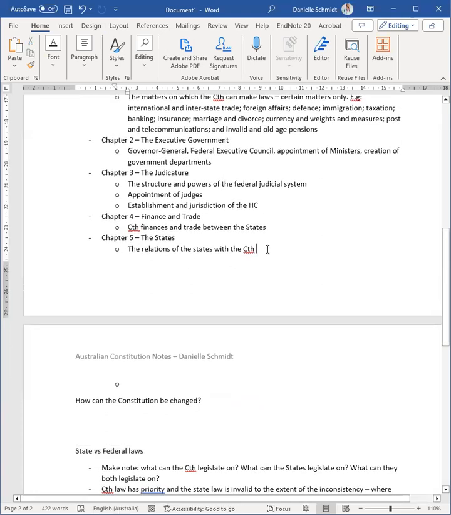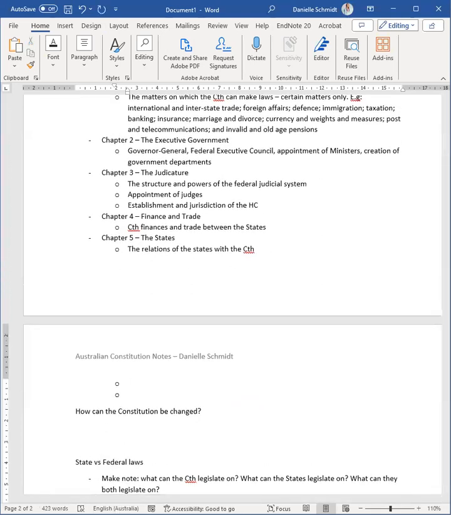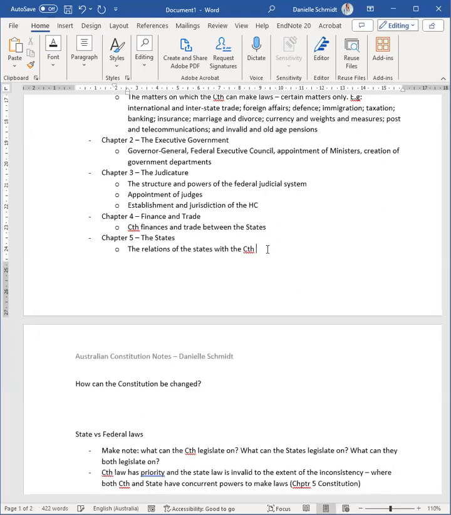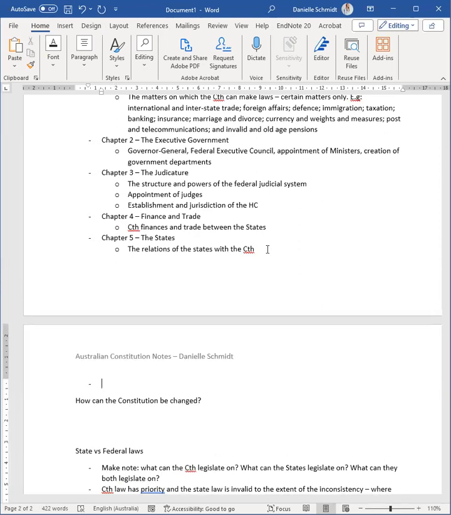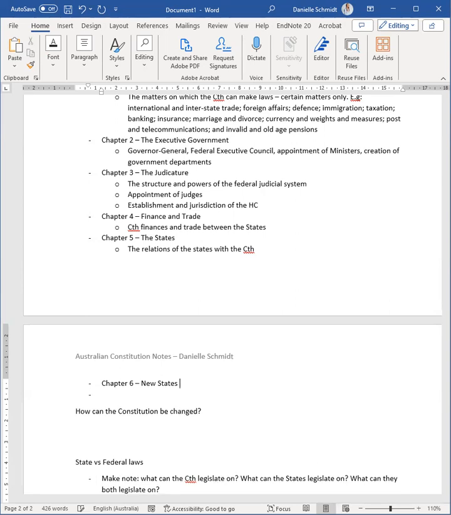Then we have other things that are in chapter 5. The states may give power over to the Commonwealth if there's something they want them to legislate on their behalf. The Commonwealth is prevented from passing laws to establish any religion. So they cannot make a national religion. Then we've got chapter 6. That's on new states. So this deals with the creation of new states and gives the Commonwealth power to make laws for the government and representation of the territories.